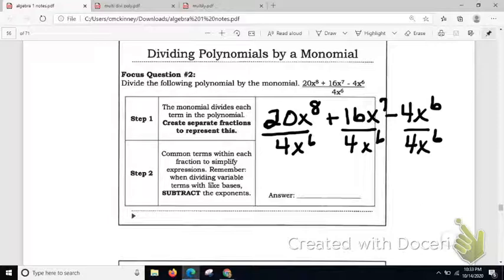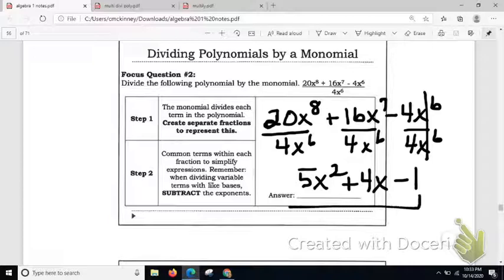So 20 divided by 4 is 5. Subtract the exponents. 16 divided by 4 is 4. Subtract the exponents, so just x. Again, you could write x to the 1st, but... And then 4 divided by 4, this would be negative 1. And these x to the 6th, there would be no x's. They have just taken each other out. It would be x to the 0, which is 1, and 1 times 1 is just 1. So I'll need to go through all that.